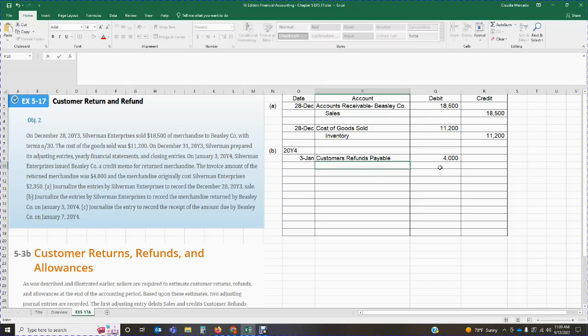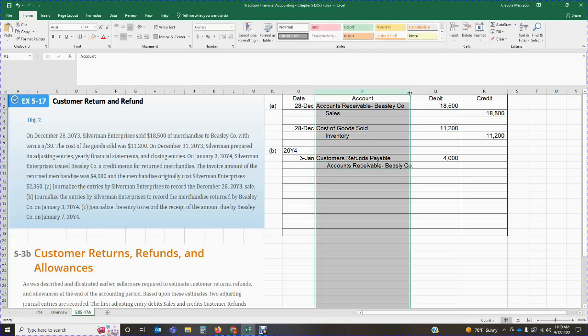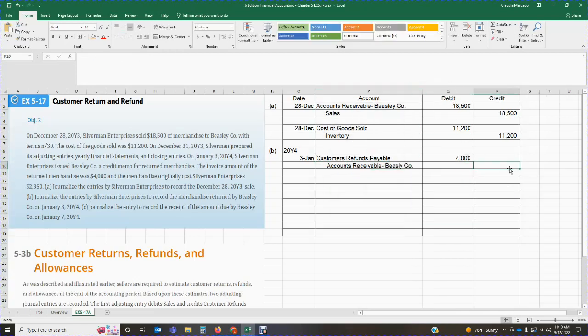Because the customer hadn't paid us, we had a receivable set up for them. When we make this return, we're going to credit back the receivable. If they would have paid us cash, then we could just cut them a check. But that's not the case here. They didn't pay us cash. They had a receivable. So we're going to give credit to that receivable.